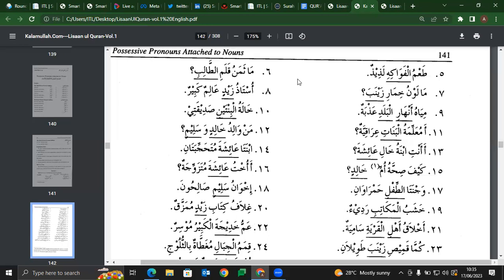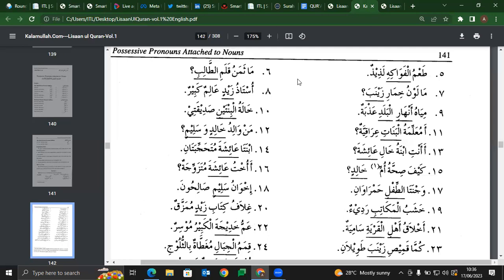Okay, samanu is mudaf of kalam, and kalam is the mudaf ilayhi for talibi. No, mudaf of talibi. And talibi is the mudaf ilayhi for kalam. What do we mean by samanu? Price. Yeah, price. What is the price of the student's pen? So ma samanu kalamihi.